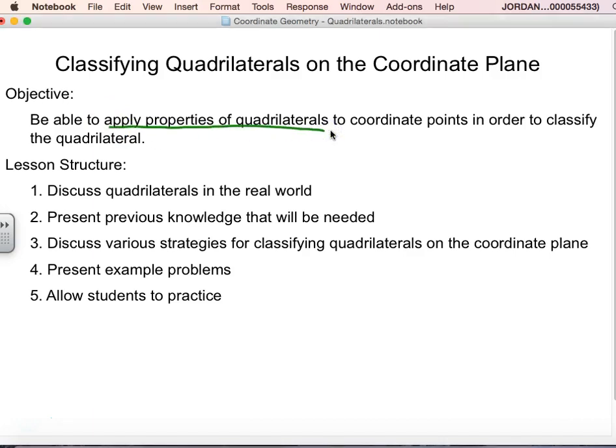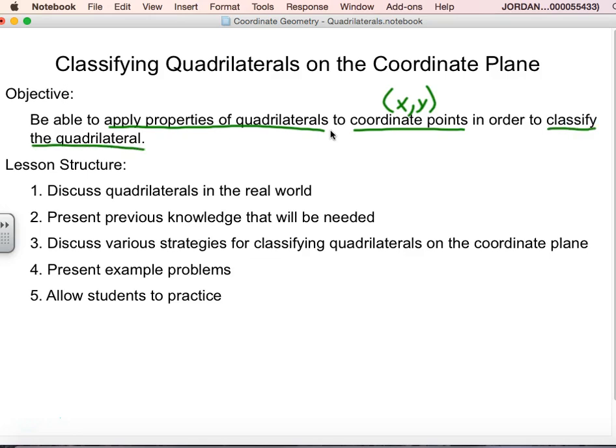Right? Properties of quadrilaterals are things that we've talked about, like the length of their sides being congruent, opposite angles being congruent, diagonals being perpendicular, congruent, those types of things that are unique to the different types of quadrilaterals. Okay, so we're going to apply those types of things to coordinate points. All right, well, what are coordinate points? Remember, those are like an XY point that you have on a graph on a coordinate plane. So we're going to be using those properties with points on the coordinate plane in order to classify the quadrilateral.